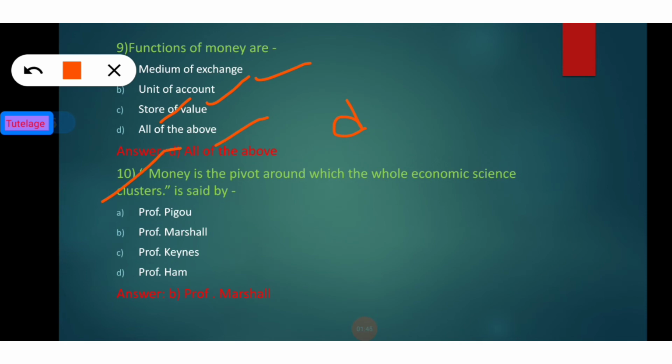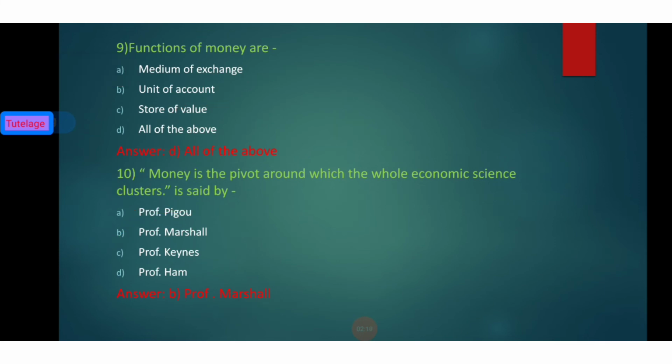Money is the pivot around which the whole economic science clusters, is said by Professor Pigou, Professor Marshall, Professor Keynes, or Professor Ham. So Professor Marshall is the correct answer. Money is a pivot around which the whole economic science clusters. This sentence is basically said by Professor Marshall. Okay, so I think this is clear. So now going to the next slide.